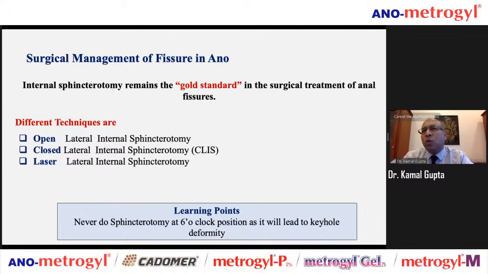And why not to do sphincterotomies at the 6 o'clock position? Well, all of us know, because of the presence of loose areolar tissue there, there may subsequently form a defect which is called a keyhole deformity. Now, this is because of constant seepage of the liquid part of the motion.